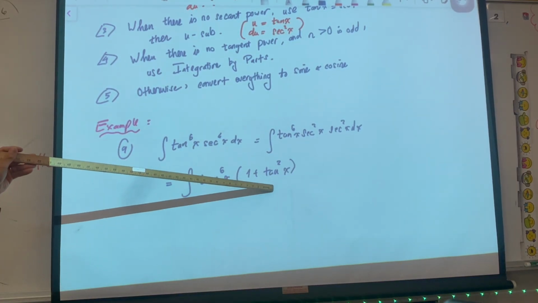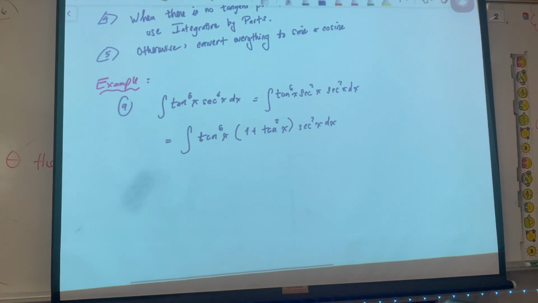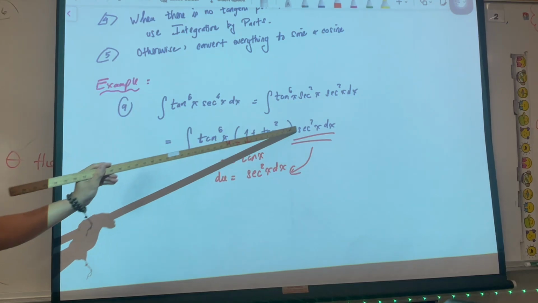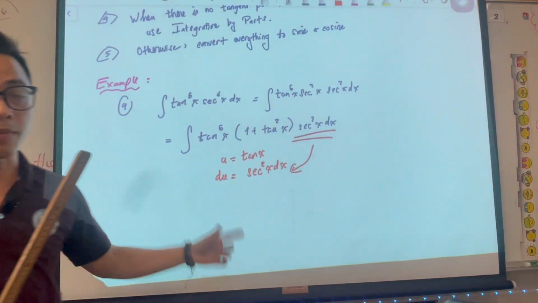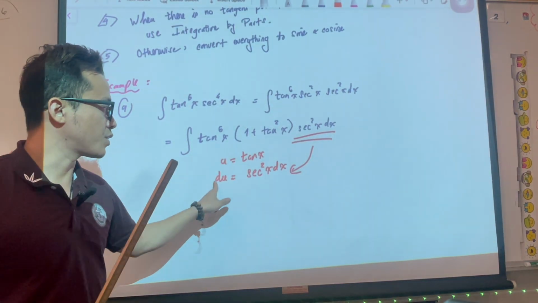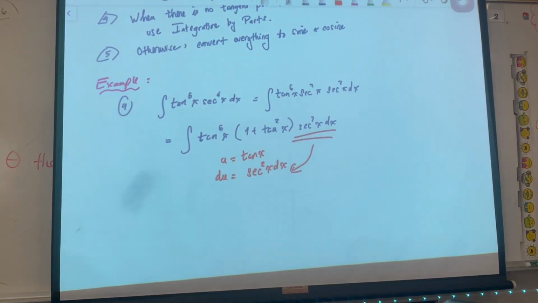Very similar to sine cosine. So I'm gonna keep that secant square x dx. Now let u equal tangent, then du equals secant square x dx. You see that happen here? The whole thing here is actually du. If you're confident, you don't need to write dx equals something. But if you want to be careful, you can write dx equals du divided by secant square, and the secant squares cancel out. Same thing. So this whole thing here is du.